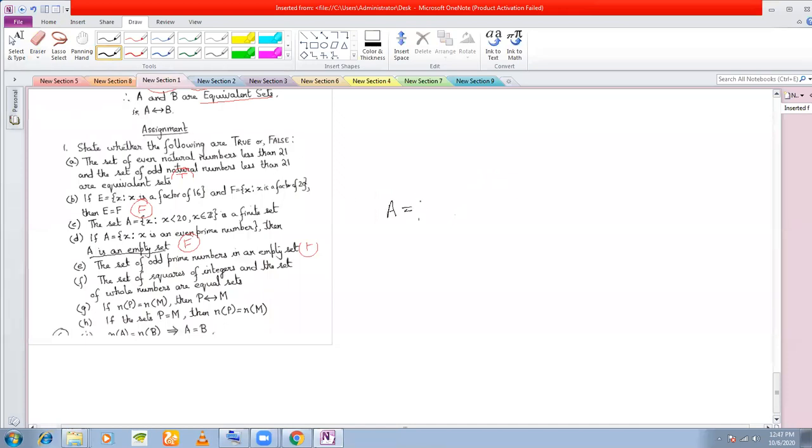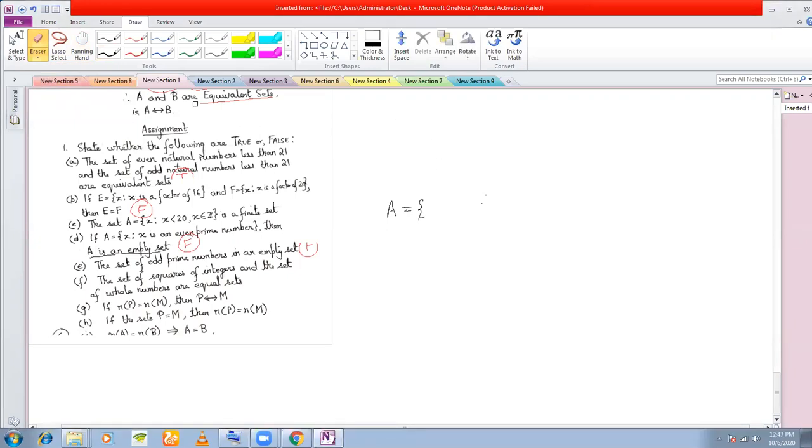The set of squares of integers: 1 square, 2 square, 3 square, 4 square, 5 square. And if it is called the set of squares of integers, why do I take only positive integers? You can take negative ones also.